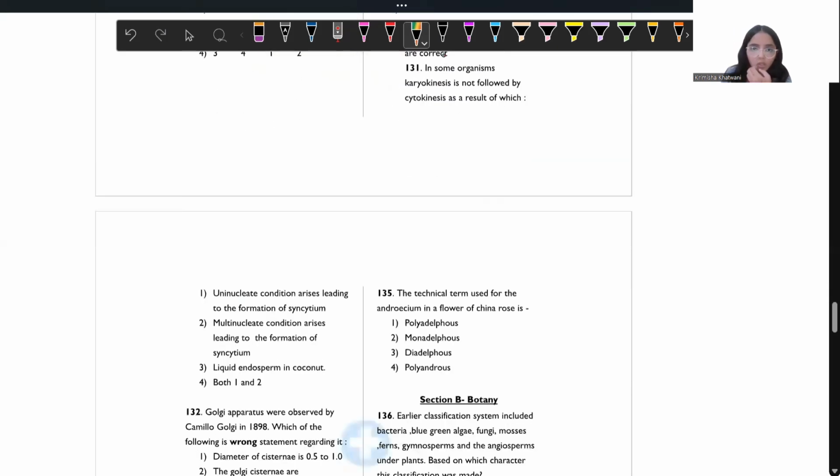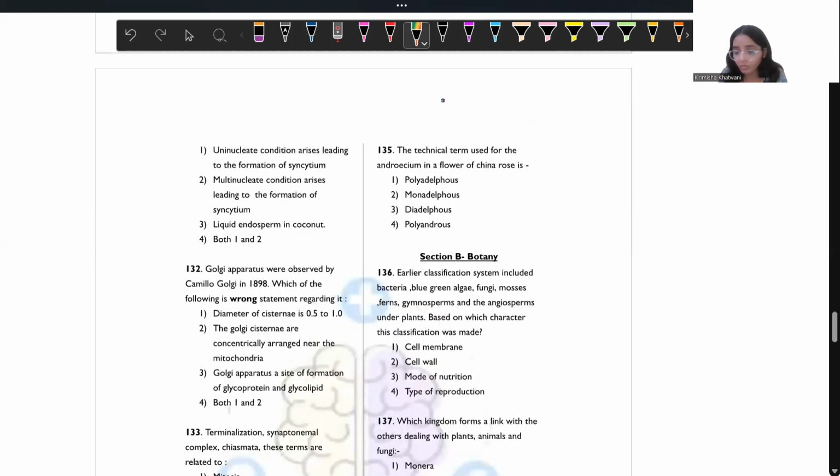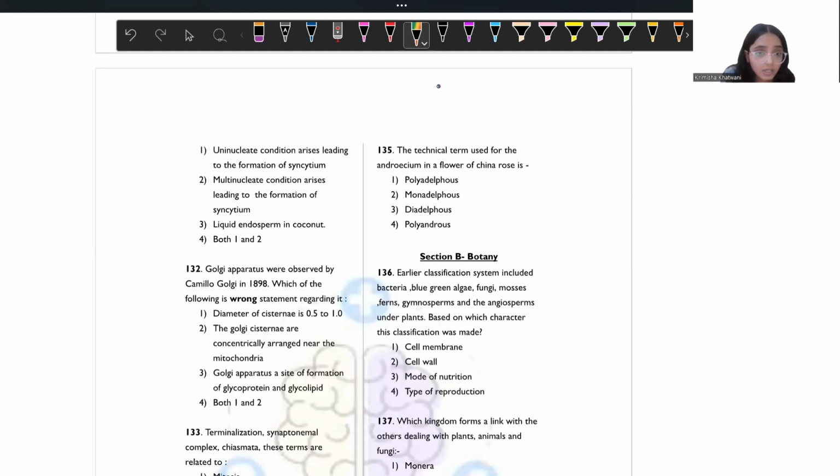Let us see question 131. In some organisms, karyokinesis is not followed by cytokinesis, as a result of which a multinucleate condition arises, leading to formation of syncytium. Liquid endosperm in coconut. Okay. Yeah, so let us see.